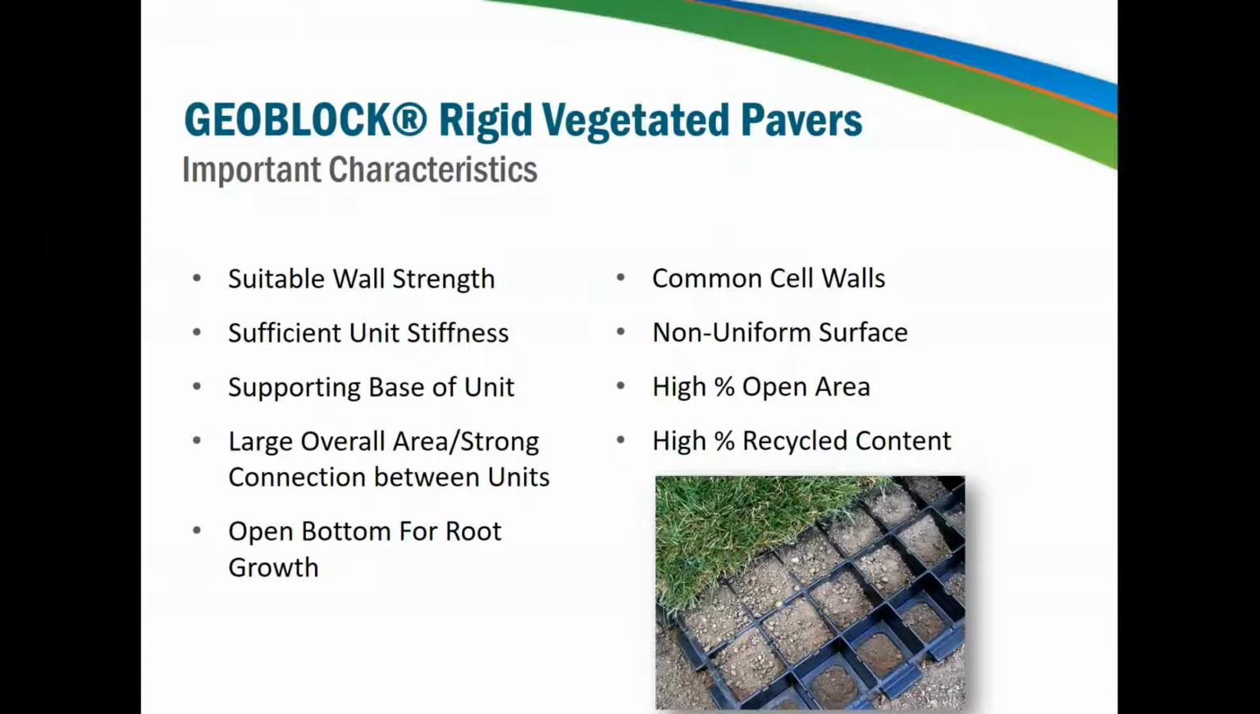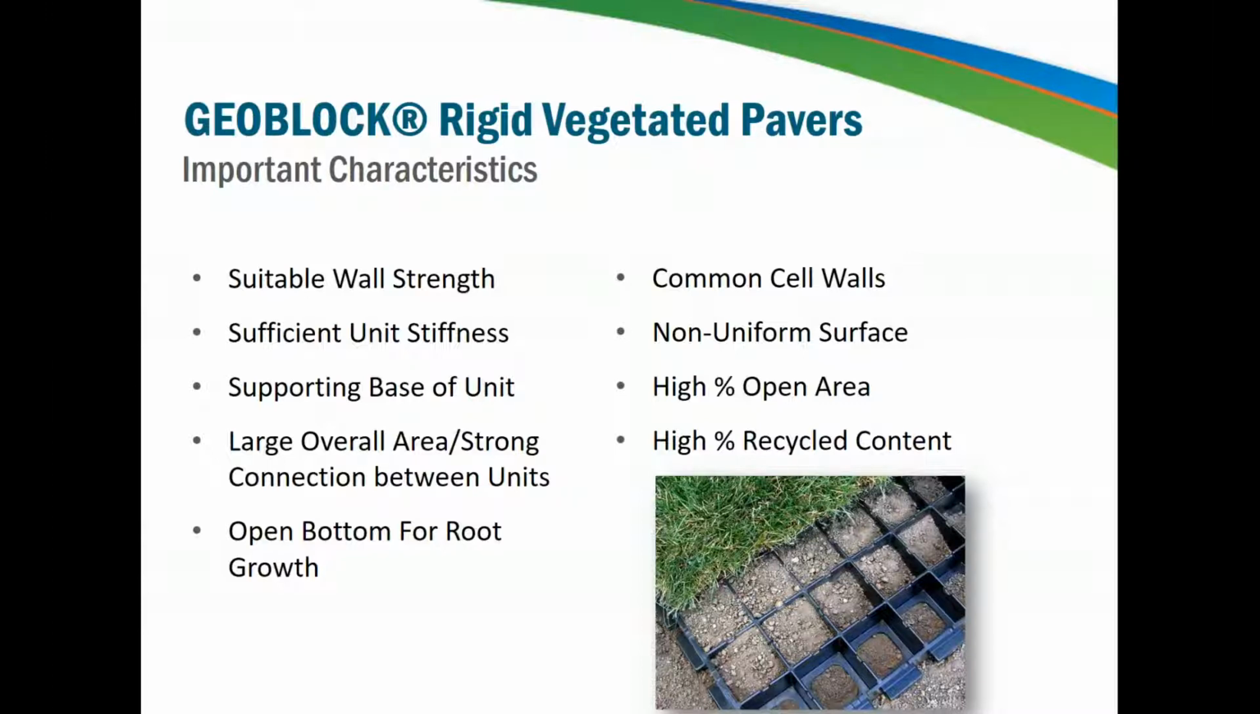So these are the important characteristics that are inherent to the GeoBlock vegetated porous pavement system. The GeoBlock system is a rigid porous paver unit, meaning that the panels are not meant to twist or bend. This is quite different from other porous pavement units that are available, which are considered flexible systems and have significantly reduced loading capabilities. The attributes that have the biggest impact on the load distribution are the paver wall strength and the stiffness, and the strong tabular connection between the panels.